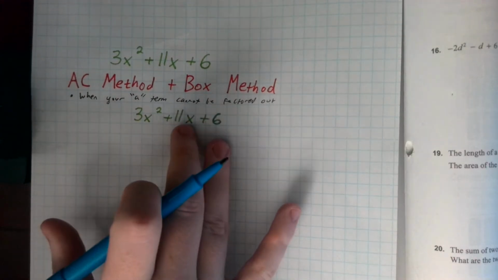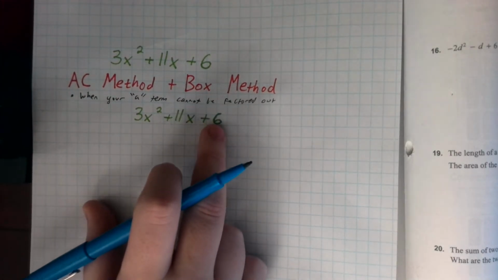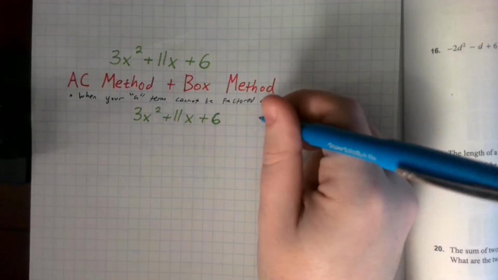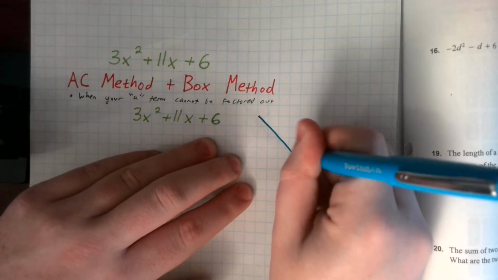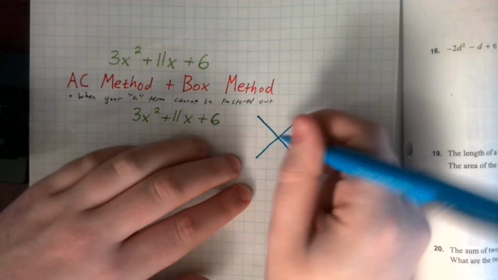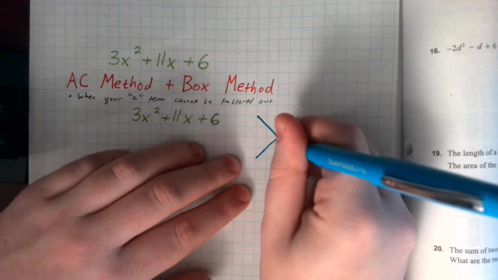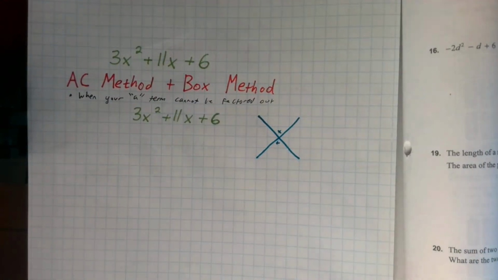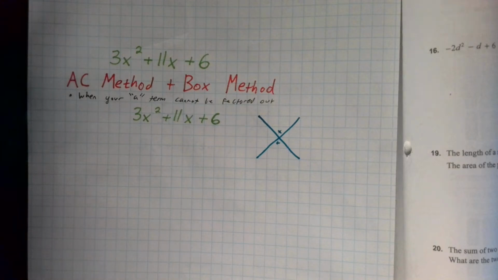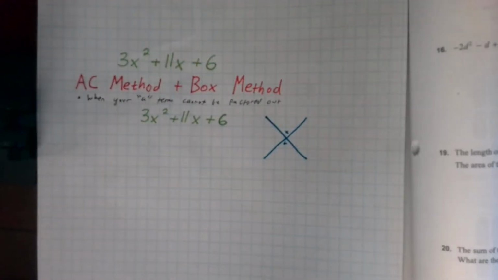If we think about this problem, there are no two numbers that will multiply to make 6 and add to make 11. So if we were to set up a combinator here to try and figure it out, it'd be very difficult. Both the AC method and the box method get around this by doing a little bit of a cheat. Yes, a little bit of a cheat method.